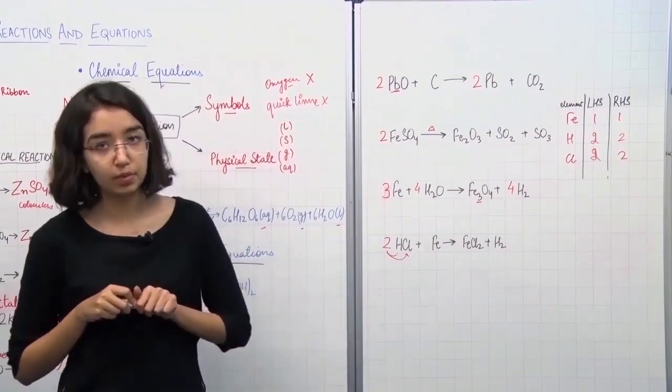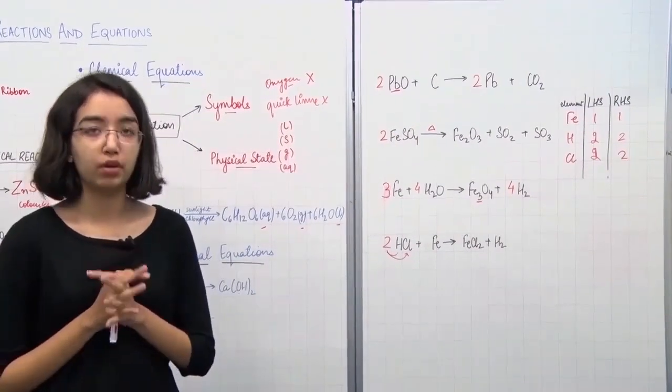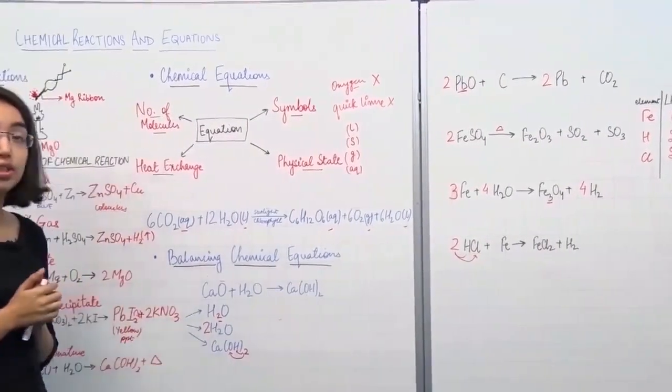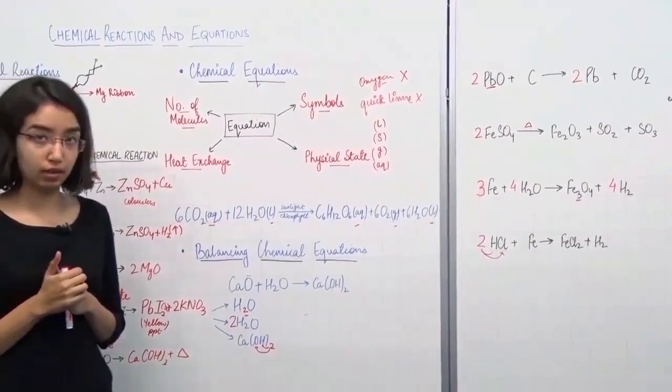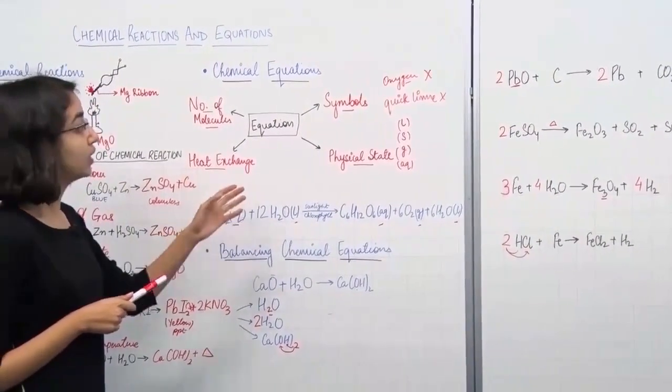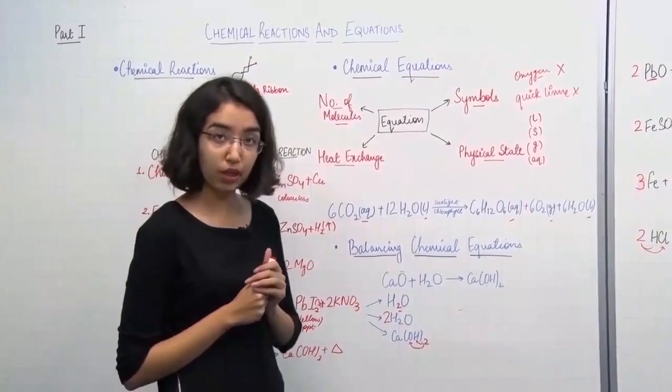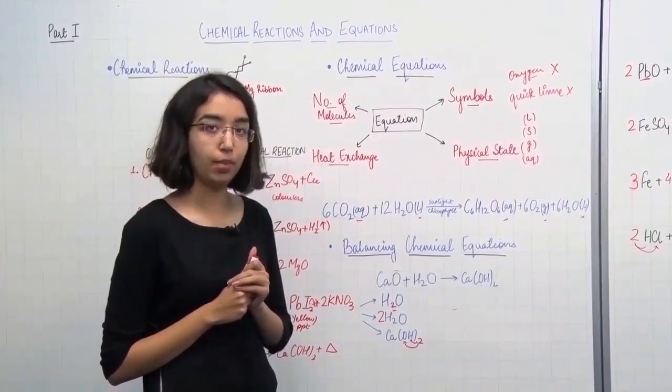Just to go through the first part again, we understood what chemical reactions are. We understood the basic features which tell us that a chemical reaction has occurred. We went on to understand what chemical equations are and what the main components are that should be included, and then we understood how to balance them.